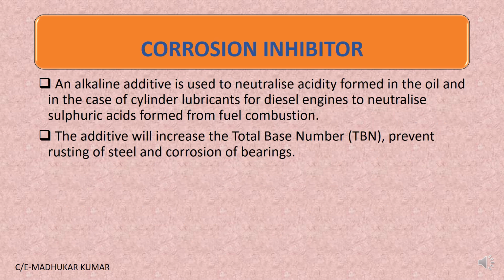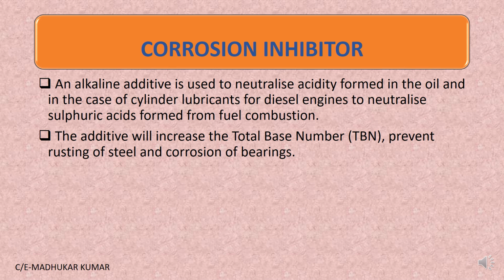Now, corrosion inhibitor. This is an alkaline additive used to neutralize the acidity formed in the oil. In the case of cylinder lubricants for the diesel engine, it neutralizes sulfuric acids formed from the fuel combustion. During combustion, the products being formed are acidic in nature, and the acidity is going to cause corrosion.